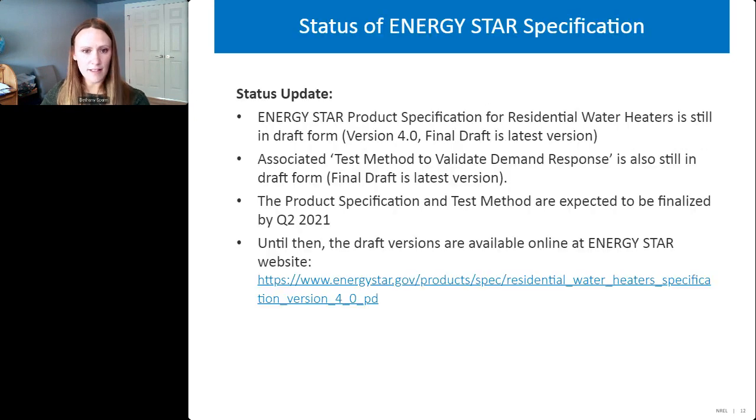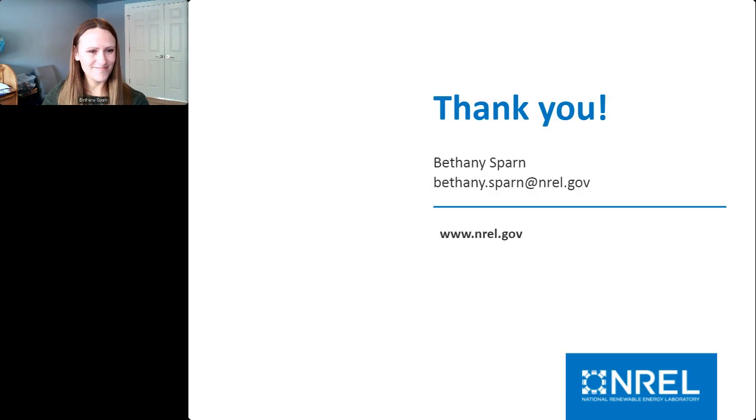And then status, the Energy Star product specification and test method are still in draft form, but very close to being finalized. We expect them to be finalized in the next quarter. In the meantime, if you are interested in getting your hands on all the nitty-gritty details I alluded to, they are all available on the Energy Star website shown here. And that's it for my presentation.